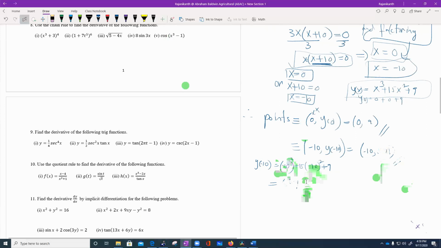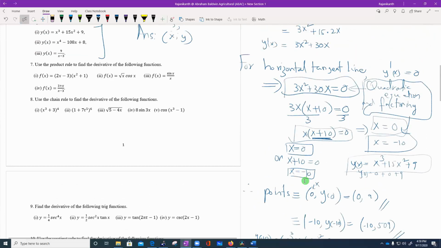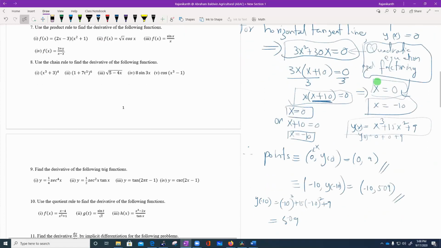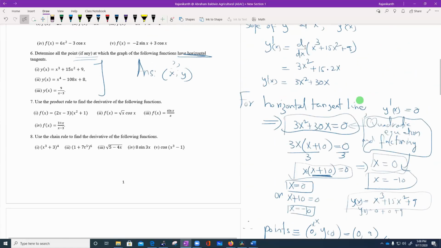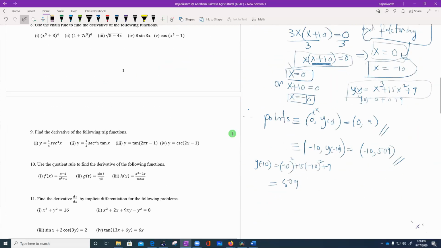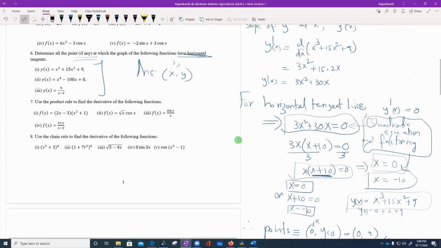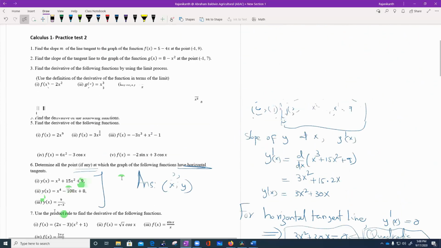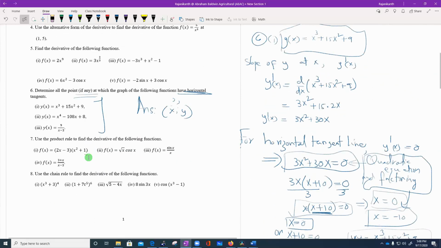So this is the way to find the points. Set the slope to 0, then find the possible x values, then plug those x values into the original function and find the corresponding y values. Then write them in point form, x and y coordinate. So these are the points for the given function that have a horizontal tangent line. I have worked on the remaining 2, so you could go through those solutions and make sure you understand the same procedure.